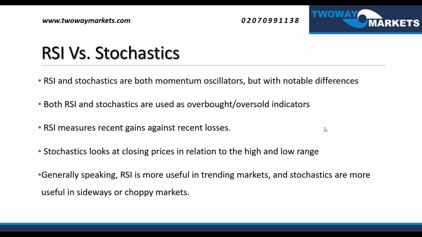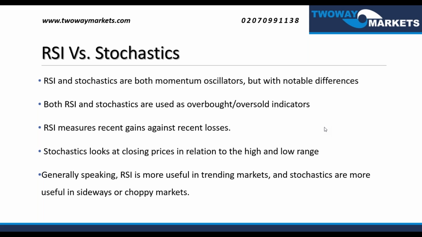And so generally speaking, and this is the big distinction between RSI and stochastics, the RSI is more useful in trending markets, and the stochastics is more useful in sideways or choppy markets. So those conditions which perhaps you're finding difficult, that's when stochastics is typically more useful.